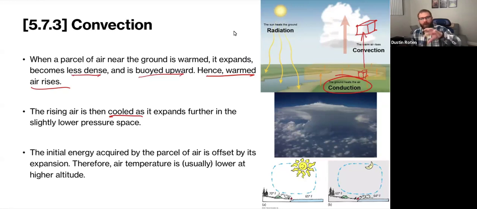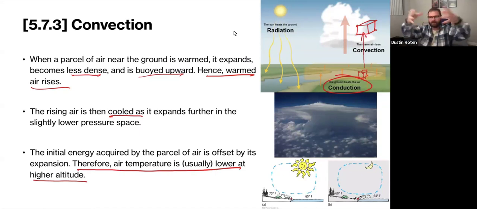So as this happens, the initial energy acquired by the parcel of air on the ground is actually offset by its expansion. Okay, so that's why as it rises and expands, it cools. That's why air temperature is usually lower at higher altitude.